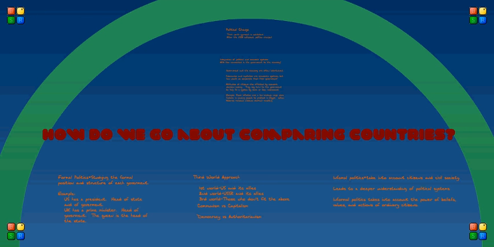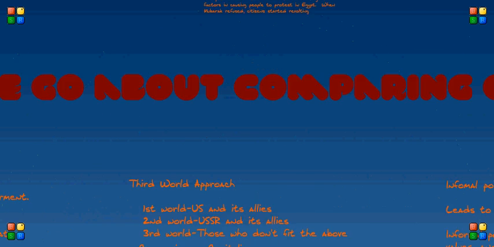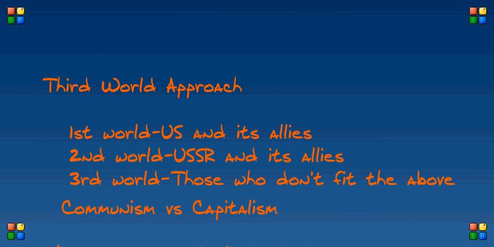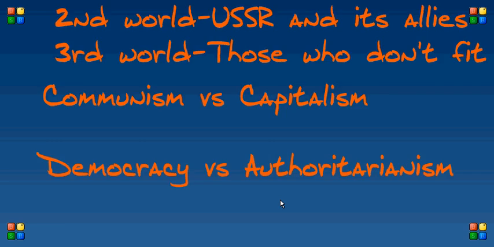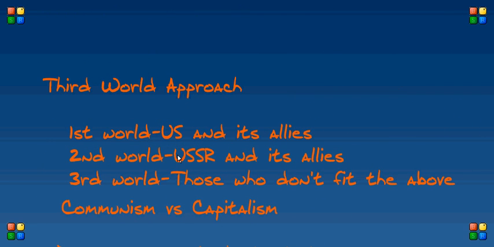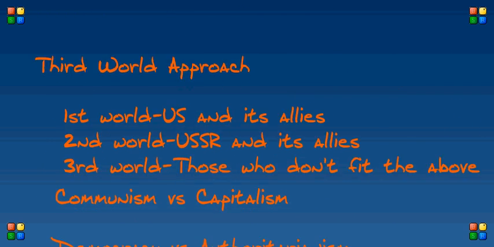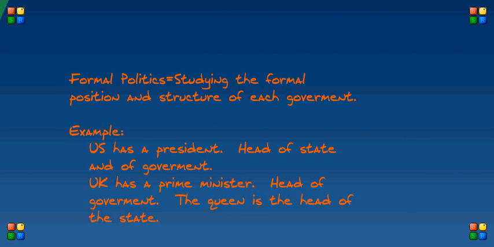So how do we actually go about comparing countries? Well, there's the good old third world approach. The first world is the U.S. and its allies. The second world is the USSR and its allies, and the third world are those who don't fit in the above. Basically, it's communism versus capitalism, or democracy versus authoritarianism. But the USSR sort of doesn't exist anymore, so this model is outdated. Well, we'll have more on that later.